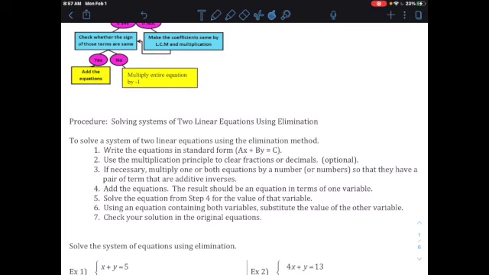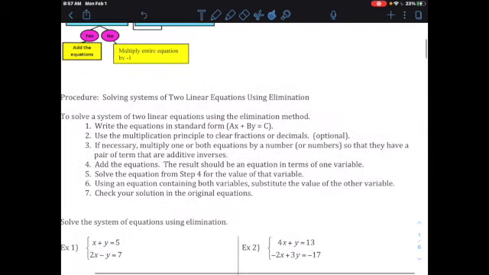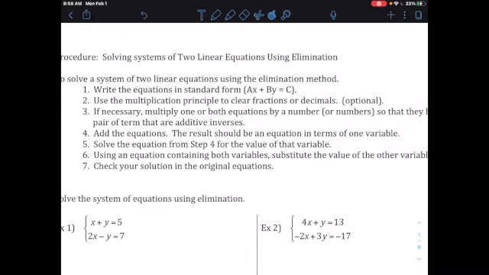We are definitely going to talk about fraction or decimal problems that we're going to solve. 3. If necessary, multiply one or both equations by a number or numbers so that they have a pair of terms that are additive inverses. That means they are the same number for both x, or the same number for both y. Additive inverse is one positive, one negative. So they have to be the same numbers with opposite signs. 4. Add the equations; the result should be an equation in terms of one variable.